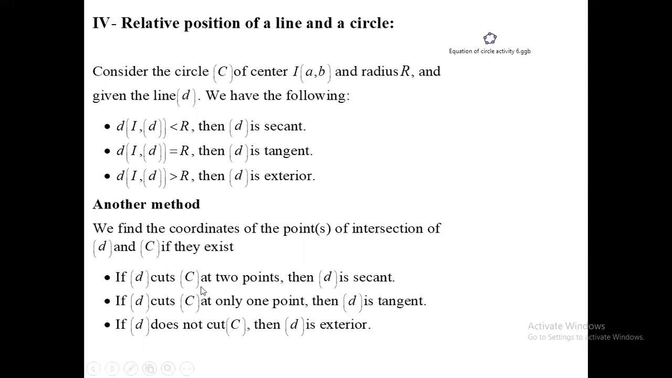If D is cutting C at 2 points, if the system leads to 2 points of intersection, we deduce that D is secant to the circle. If D cuts C at only 1 point, if the system leads to exactly 1 solution, then D will be tangent. And this system will have only one solution, and this solution must be a double root of the corresponding equation. If D doesn't cut C, if the system that you're trying to solve leads to no solution, then D is exterior to the circle.